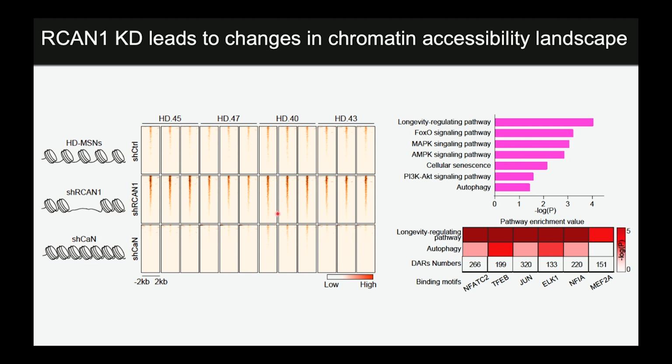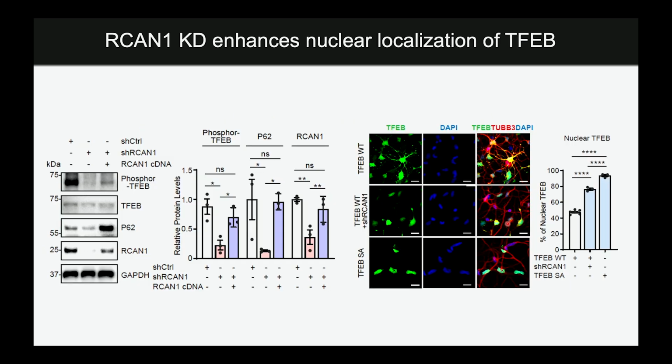So if we do that, then we identify these chromatin regions by ATAC-seq, and if we look at what transcription factors could potentially bind to these regions, one thing that really popped up was this transcription factor called TFAB. And as you know, TFAB is commonly known as the master regulator of autophagy.